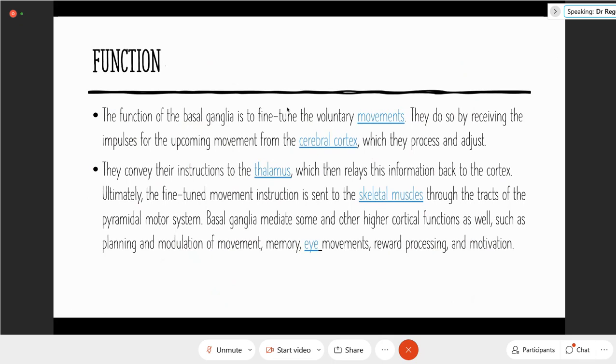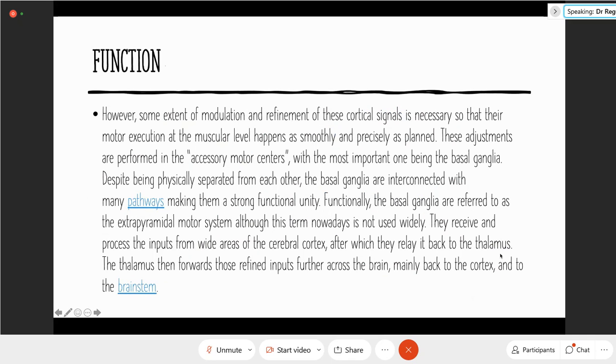And this instruction goes through the thalamus, right? And then through a feedback mechanism, the basal ganglia will mediate, through the thalamus, fine-tuning of this movement, and also plays a role in planning. Modulation means regulating the strength and the direction of movement. You find that the basal ganglia and cerebellum have a lot of common jobs to do, and similarly eye movement is affected, and reward processing and motivation come from the ventral striatum.